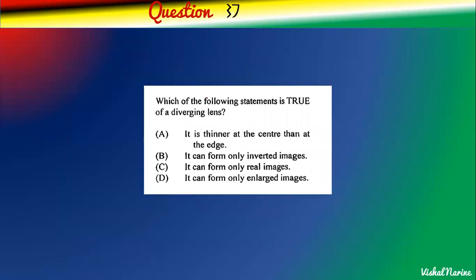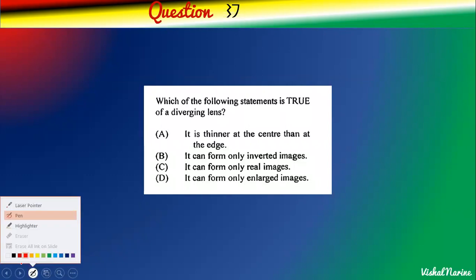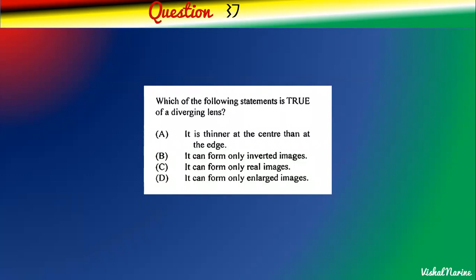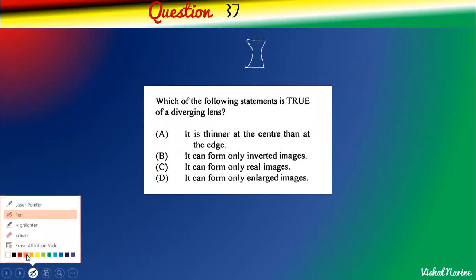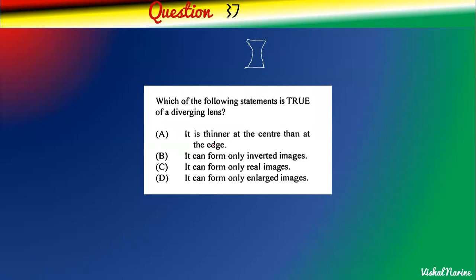Moving on, the question asks you which is true about a diverging lens. I'm just going to sketch it at the top. So have a quick look. Okay, so the question asks you, well, the options rather. You can look and see which is true. Thinner at the center than at the edge, and you can see right away that is true. So A is the response. You can see here it is thinner compared to at the edges.